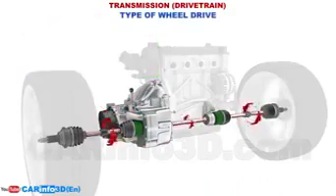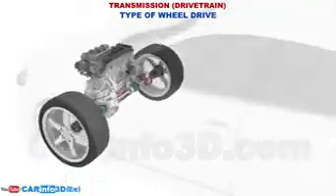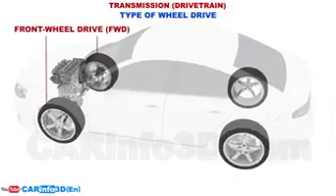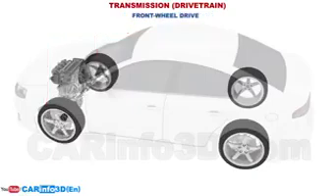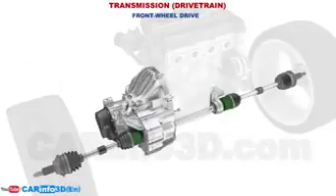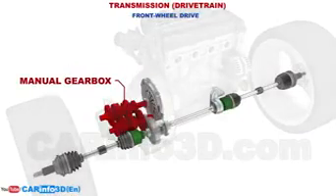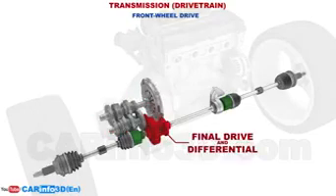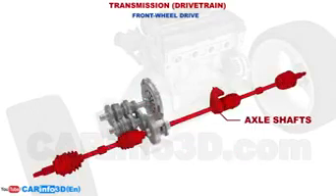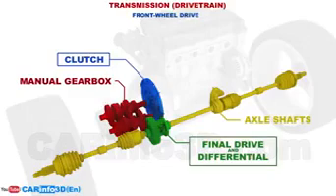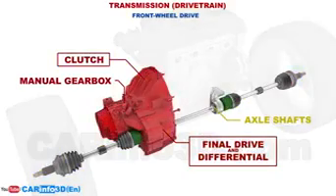The type of wheel drive is another significant distinction between transmission systems. You can now see a vehicle with front-wheel drive. Depending on the type of wheel drive, transmissions can have a variety of structures and compositions. A front-wheel drive manual transmission includes the following components: the clutch, manual gearbox, final drive and differential, and axle shafts. The clutch, final drive, and differential are all contained within the same housing as the gearbox.